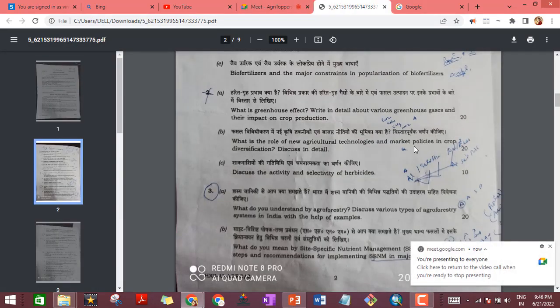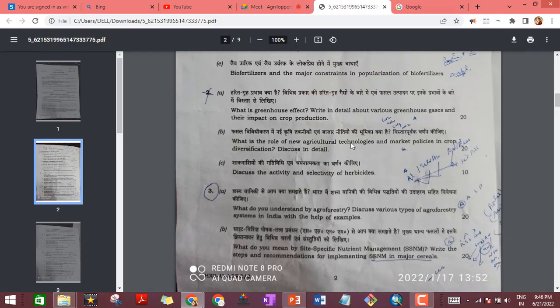Here you see they are asking about crop diversification. If they ask about crop diversification, what I expect is that you definitely write about the schemes of Punjab and Haryana. They have schemes like Mera Pani Mera Virasat. This is an important scheme. Mera Pani Mera Virasat. Pani Bachao Paisa Kamao. This is a scheme for crop diversification, which is a very important scheme in Punjab and Haryana.